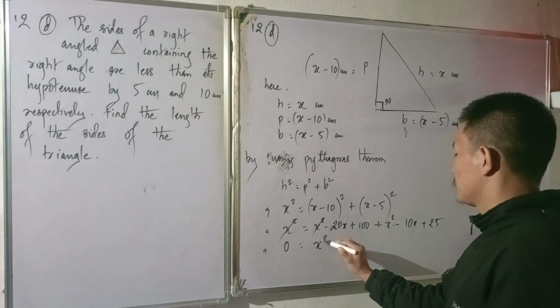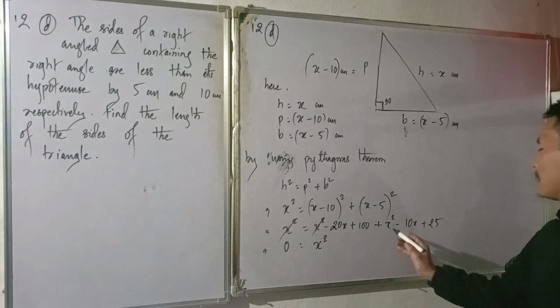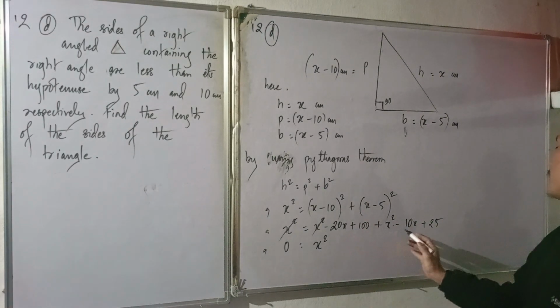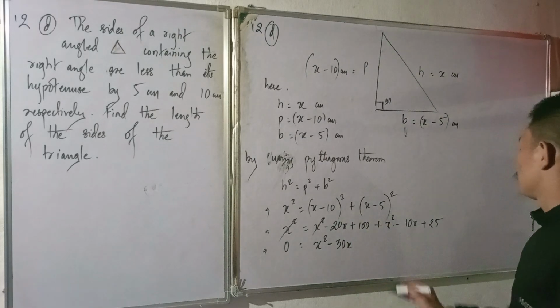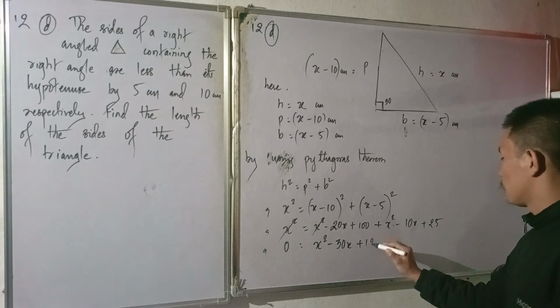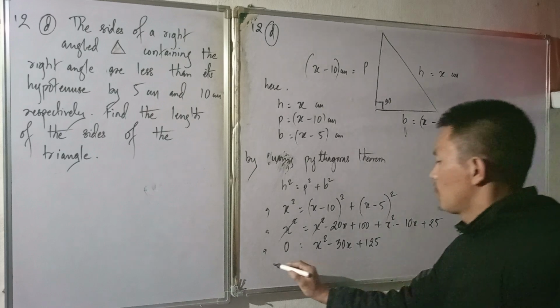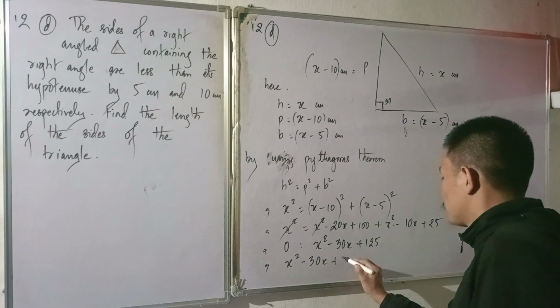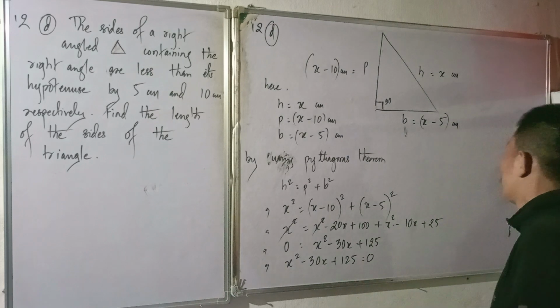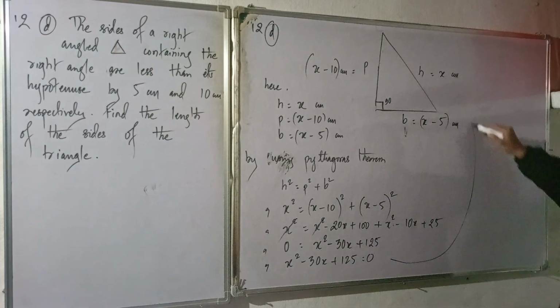Let's make this in order. x square minus 20x minus 10x, this will be minus 30x, and this will be 125. Now we factorize x square minus 30x plus 125 equals 0. You just factorize this and you'll get the value of x.